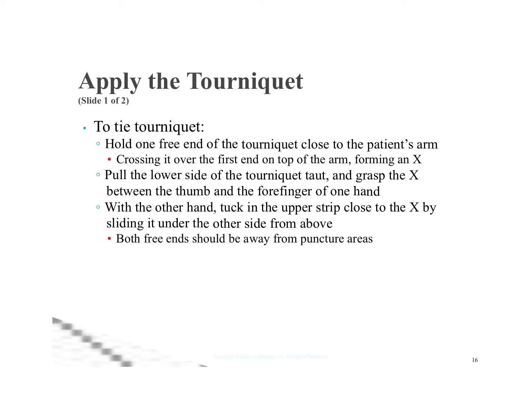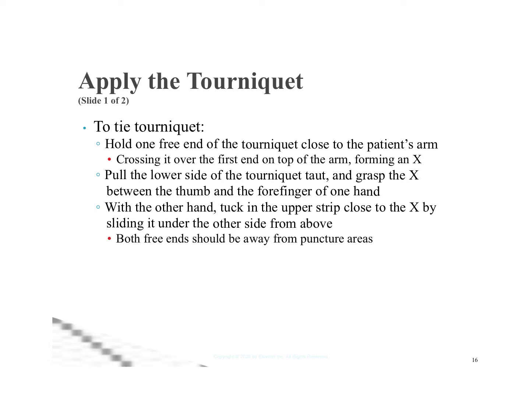To tie the tourniquet, hold one free end of the tourniquet close to the patient's arm, crossing it over the first end on top of the arm, forming an X. Then pull the lower side of the tourniquet taut and grasp the X between the thumb and the forefinger of one hand. With the other hand, tuck in the upper strip close to the X by sliding it under the other side from above. Both free ends should be away from the puncture site.